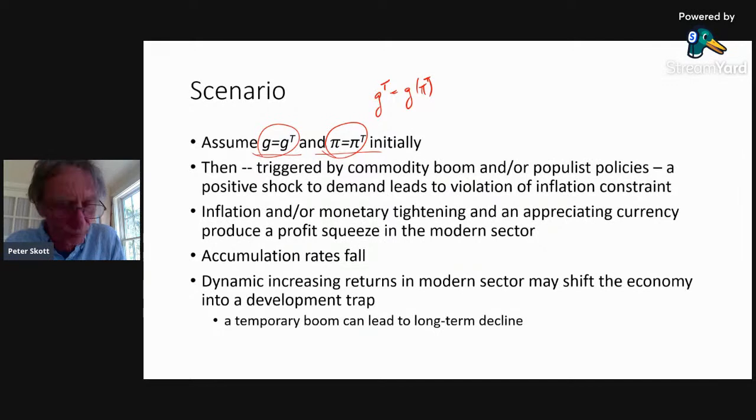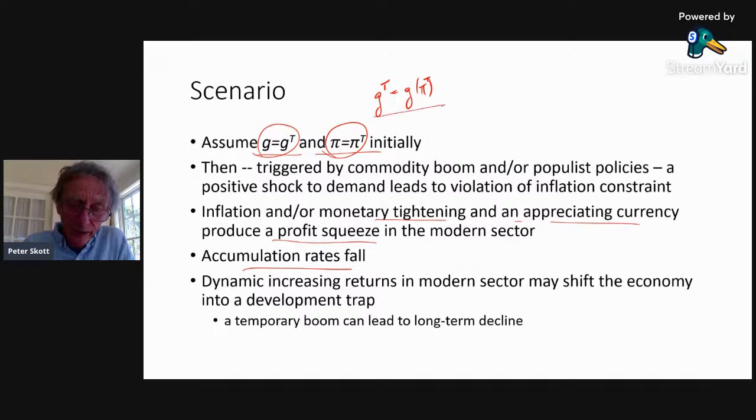You're growing along nicely. Then, triggered by a commodity boom or a new party that is engaging in populist policies, you get a positive shock to demand, and that leads to a violation of the inflation constraint. Okay, what could happen in this situation? Well, either you get inflation, or you have inflation targeting central banks. They engage in monetary tightening, you get an appreciating currency. In either case, whether through inflation or appreciating currencies, you will get a profit squeeze in the modern sector. What does that mean? That means accumulation rates fall.